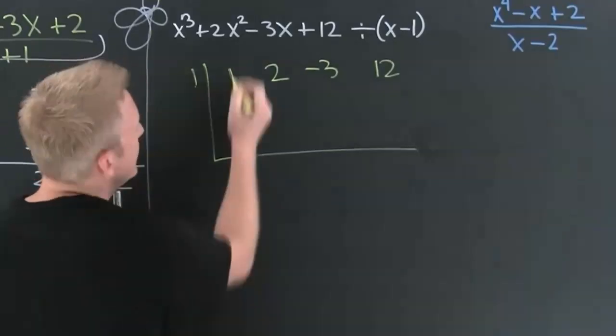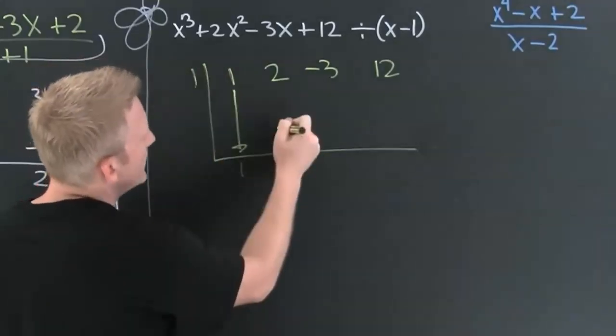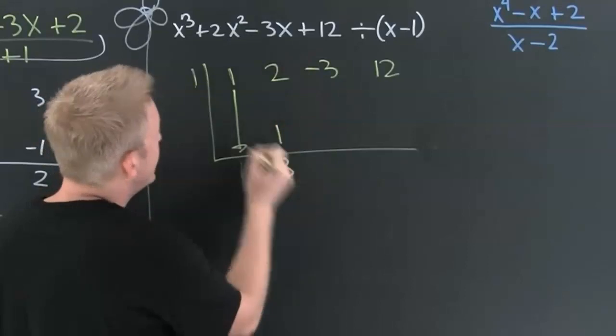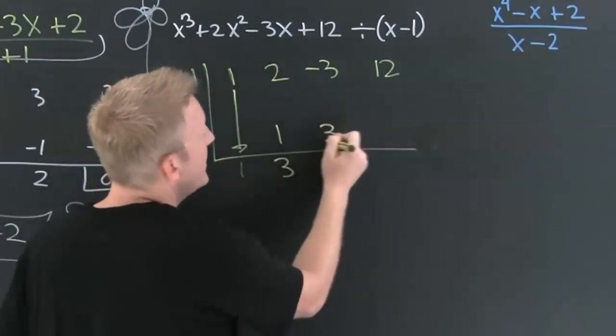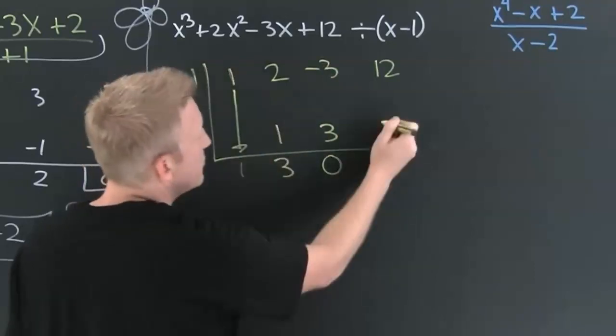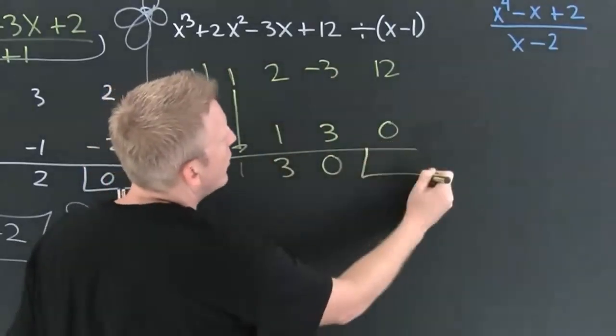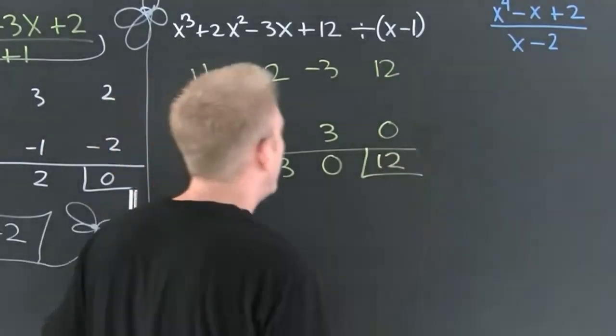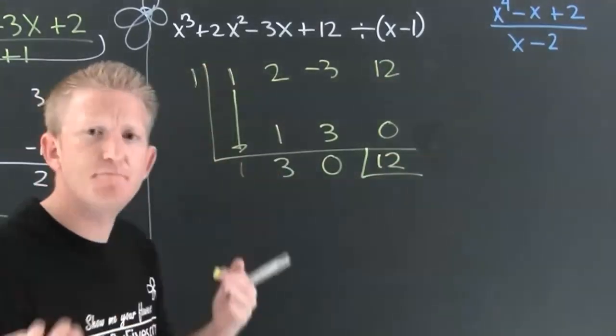Here's a 1. This one times that one, put it there. That's a 1. 2 and 1 is 3. This one times that one, put it there. That's 3. Then this one times that one, put it there. 0. And you got 12. What does this mean?